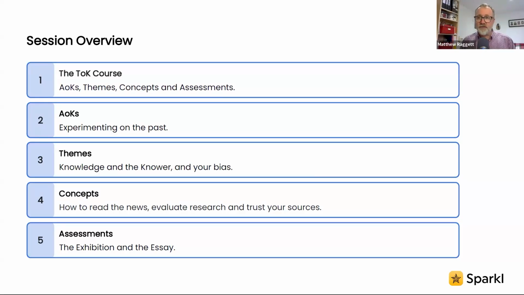We're going to be looking at the concepts. This is the vocabulary given to 12 ideas that are, I suppose, nudges to remind us how to look at things and where to look when we make claims about what we know and how we know it. And then we'll finish off by looking at the assessment that we're going to be judged on at the end of our course.